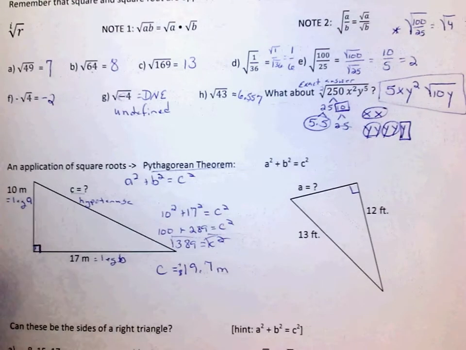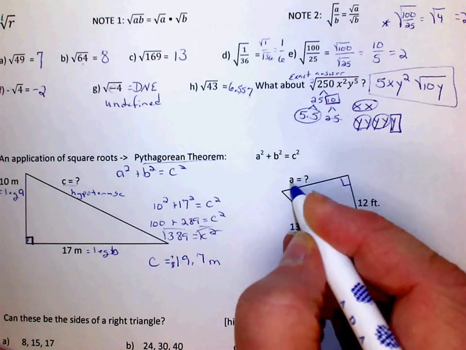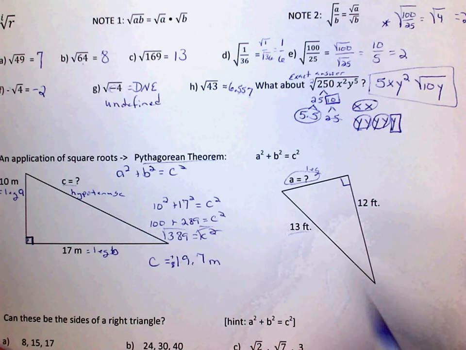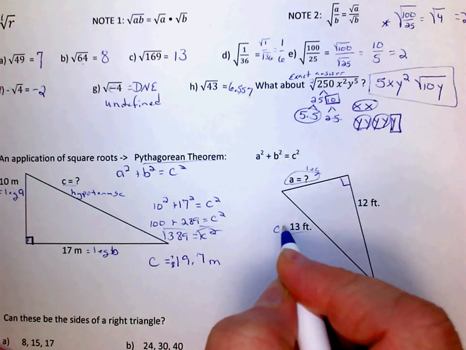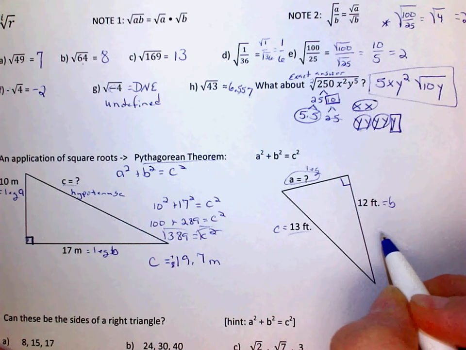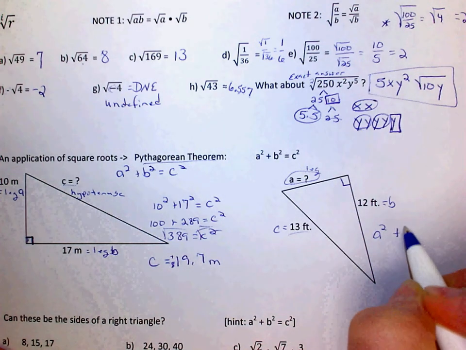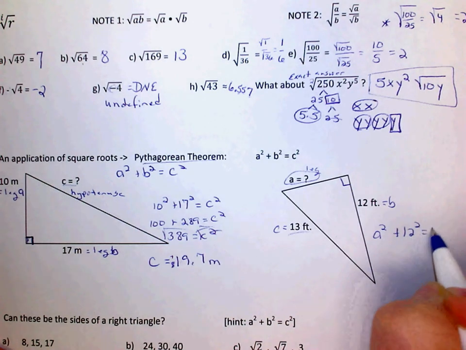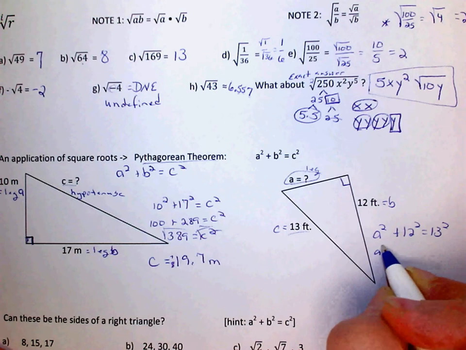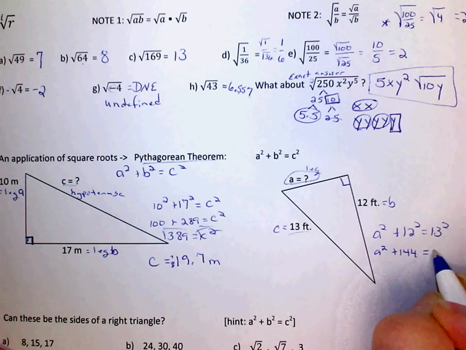This next problem is an issue. This one's a leg. We have our hypotenuse. So we're going to call that one B. So we take a squared, which we don't know what it is, plus 12 squared equals 13 squared. So a squared plus 144 equals 169.